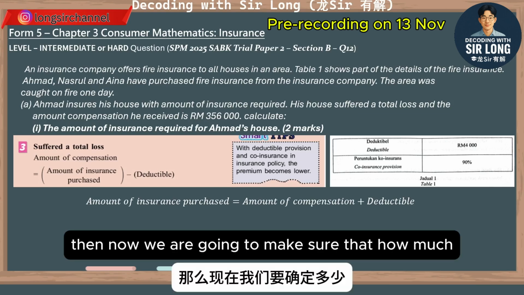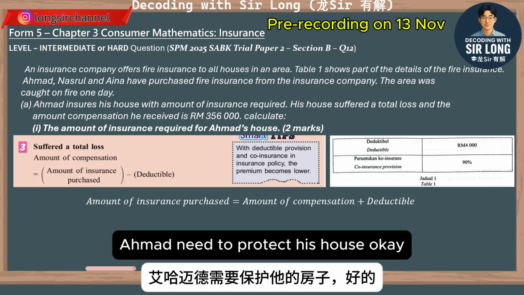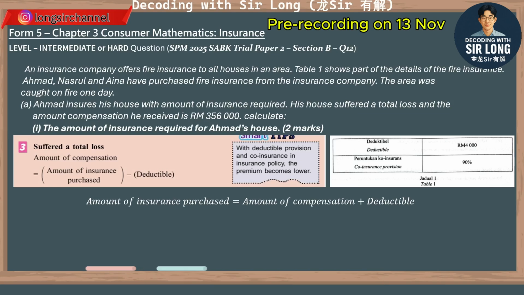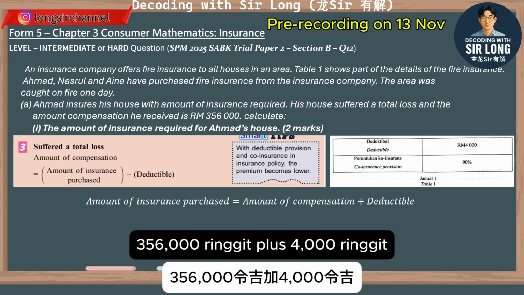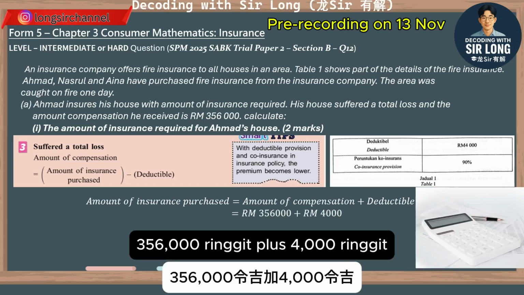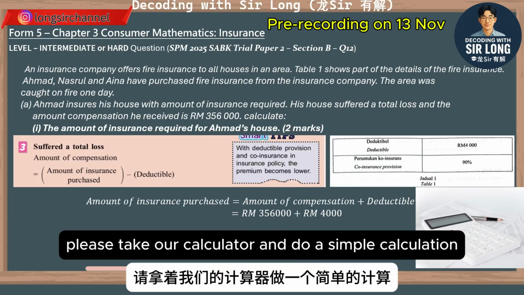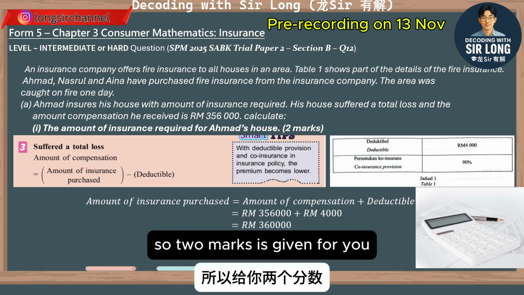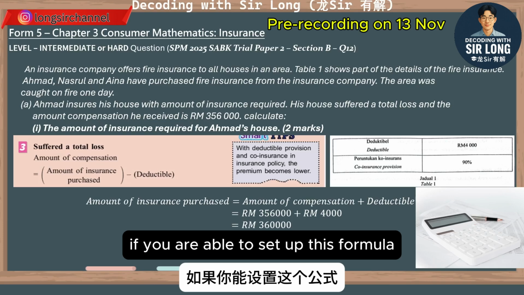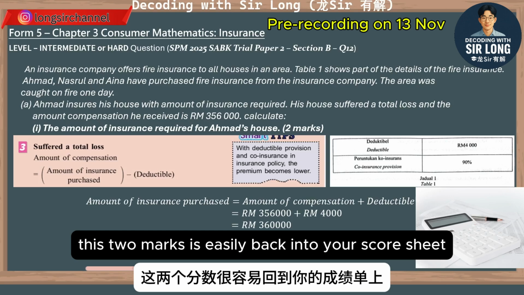Then now we are going to make sure how much the amount of insurance Ahmad needs to protect his house. Okay, then we are going to substitute the value in simply: 356,000 ringgit plus 4,000 ringgit. Okay, so please take out a calculator and do a simple calculation. Okay, answer is what? It's 360,000 ringgit. So 2 marks is given for you if you are able to set out this formula and then find the correct answer. This 2 marks is easily back into your score sheet.